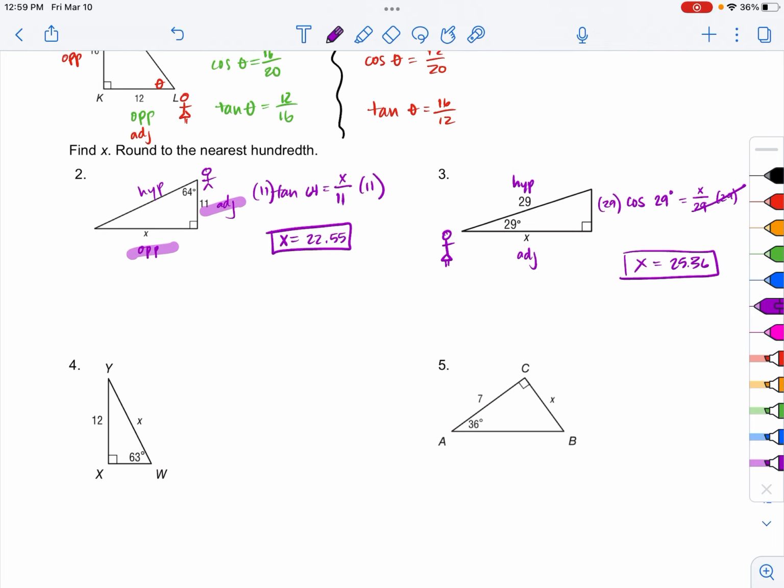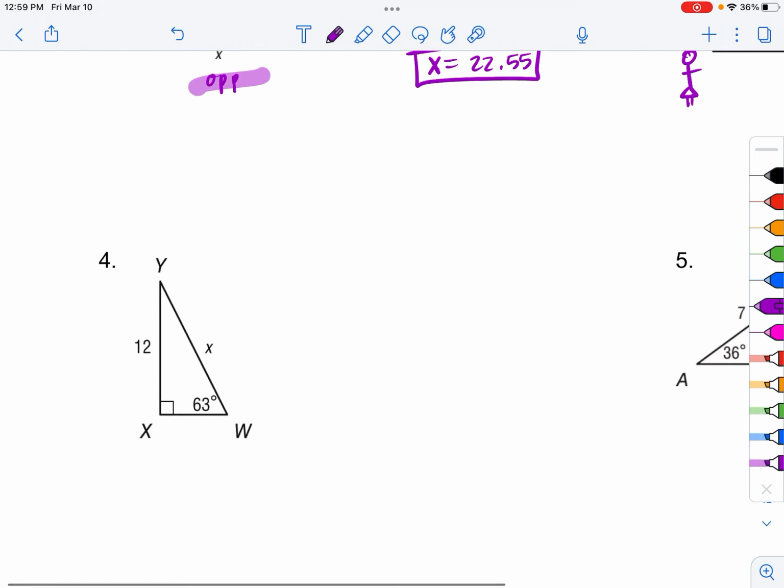Okay? Now, what happens if the hypotenuse, or the denominator, is the one that's missing? Let's find out. We're looking at it from W's perspective this time. So we're going to say the x is the hypotenuse, and then the 12 is the opposite side. Which trig function uses opposite and hypotenuse? Use sine. So we're going to use this angle for our theta. Sine of 63 degrees is equal to opposite over hypotenuse.